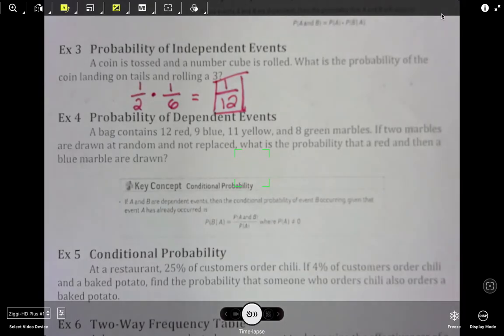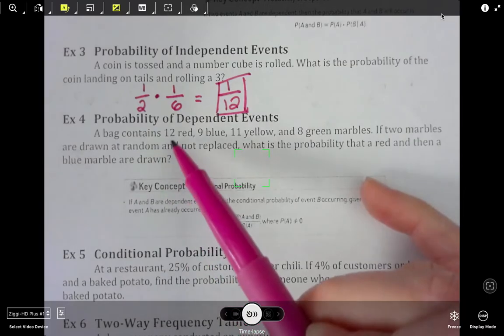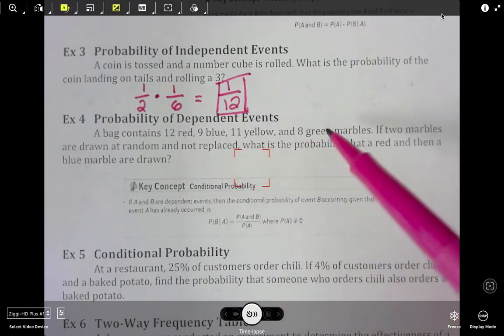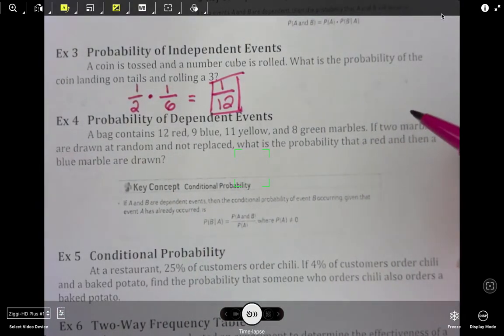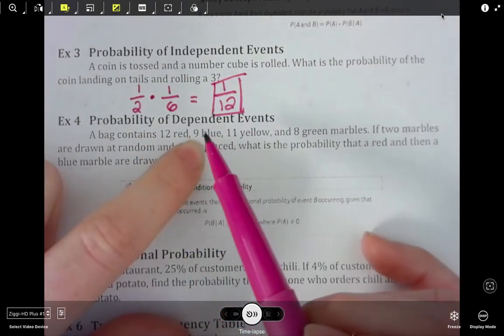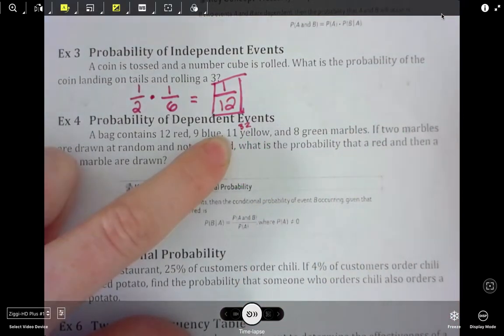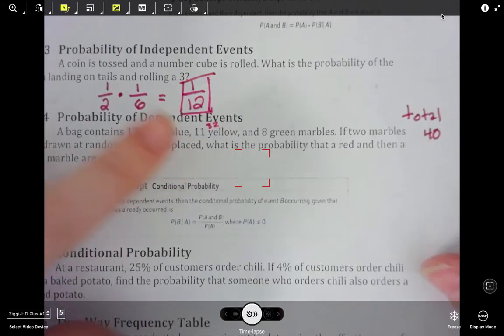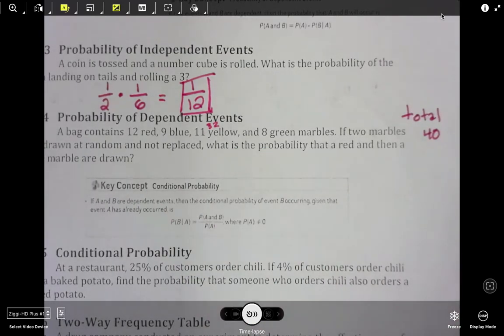Now dependent events, this is when you're not replacing. A bag contains 12 red, 9 blue, 11 yellow, and 8 green marbles. Whenever I see that, I automatically try to think about what they would be added together. So 12 plus 9 is 21. This would be 32, and 32 plus 8 is 40. So I've got a total of 40. And I haven't even read the second sentence, but I'm guessing that they're going to need the total. So if 2 marbles are drawn at random and not replaced, what is the probability that a red is drawn and then a blue is drawn?